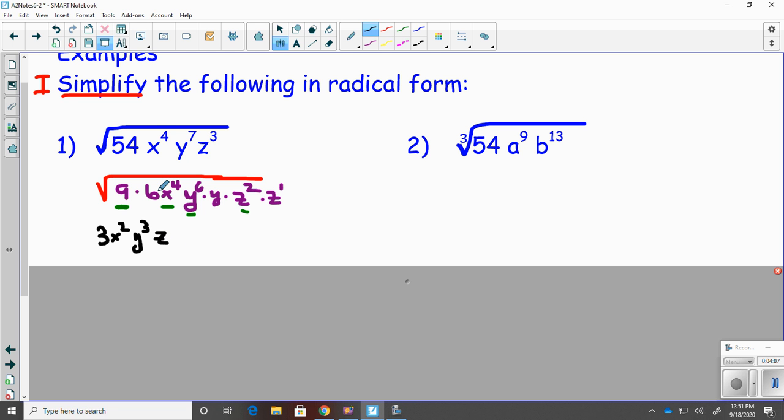So all the pieces I've underlined in green have simplified and come out in front of the square root. And then all the pieces that are left, like the 6, for example, that cannot be simplified any further into a perfect square, the y and the z, all of these are going to stay underneath the radical.